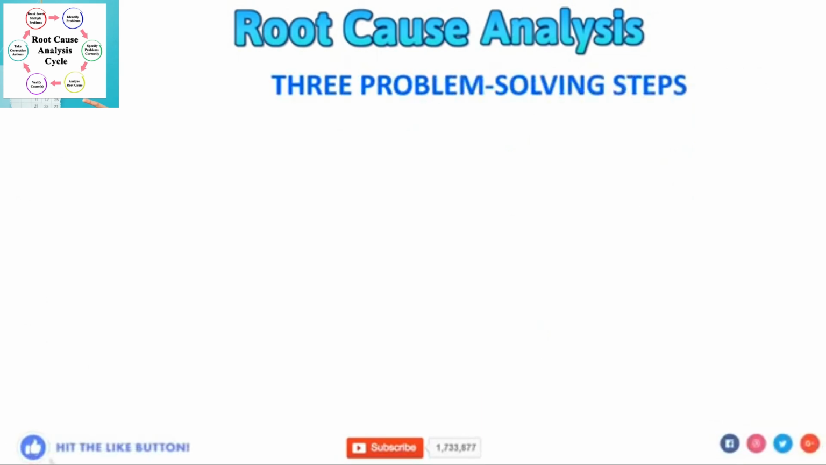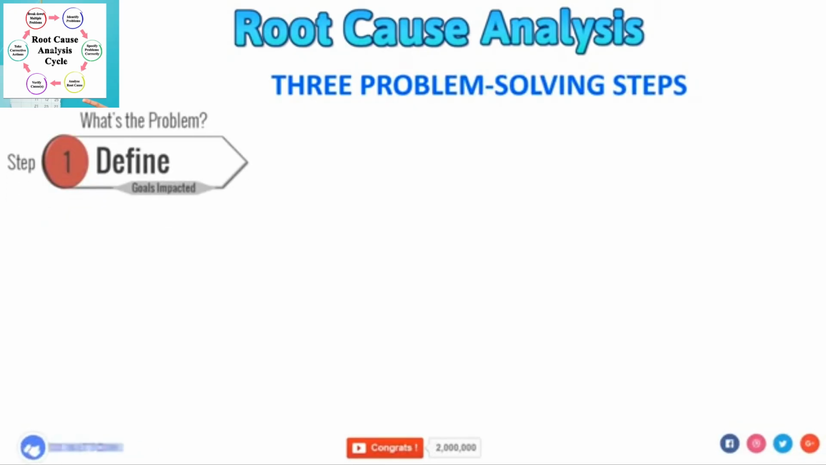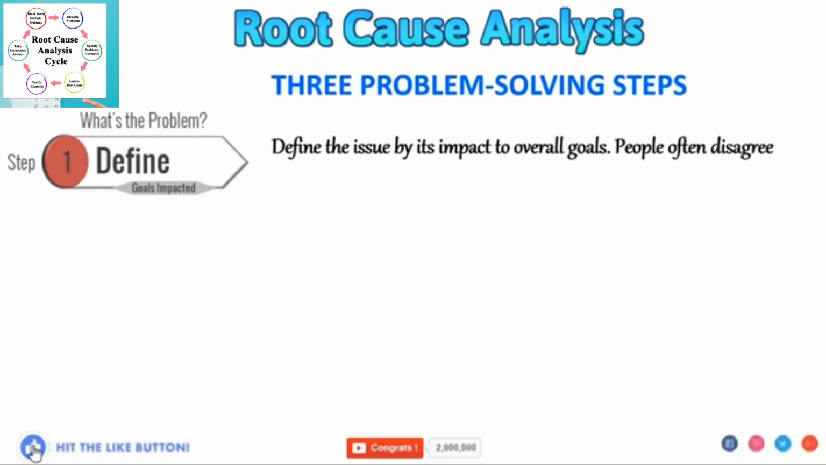The 3 most common problem solving steps in any root cause analysis are: first is the define phase. What is the problem all about? Define the issue by the impact to the overall goal. People often disagree over how to define the problem. You can get alignment when the problem is defined by the impact to the goal.